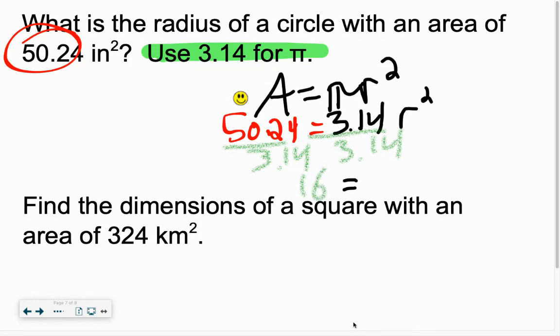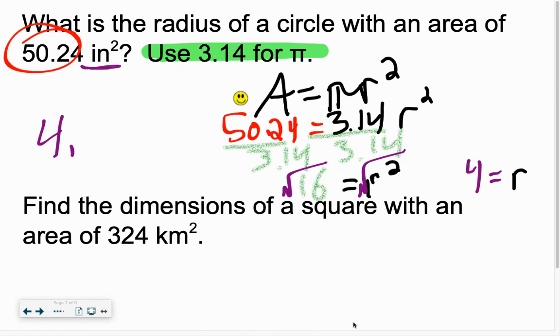16 equals r squared, and this is where we're going to use that square root. We're going to use that radical sign, because what number times itself gives you 16? Taking the square root of 16, we're going to be left with, I'm going to write it on the right here, 4 equals r. So your radius then is going to be 4, and taking that label from up here, a radius of 4 inches.